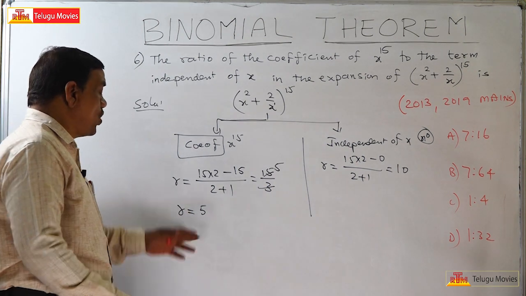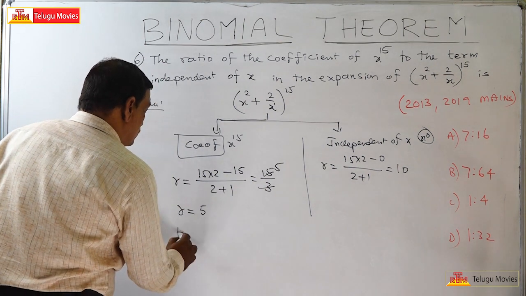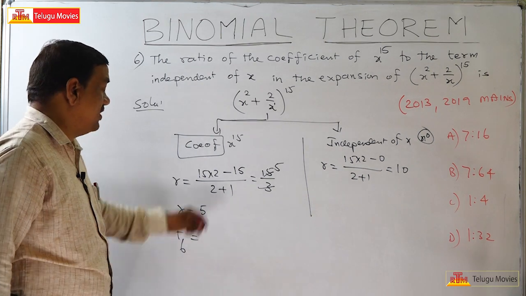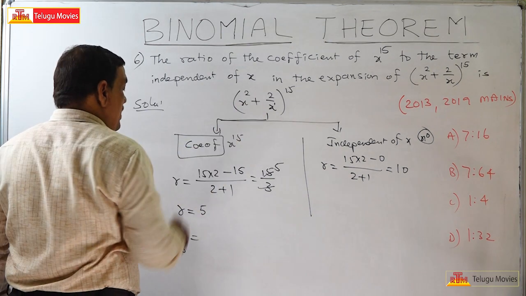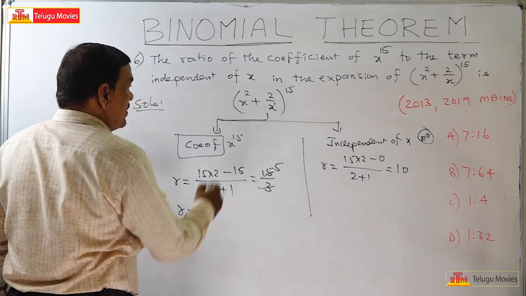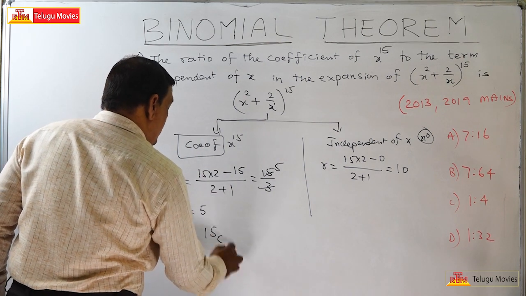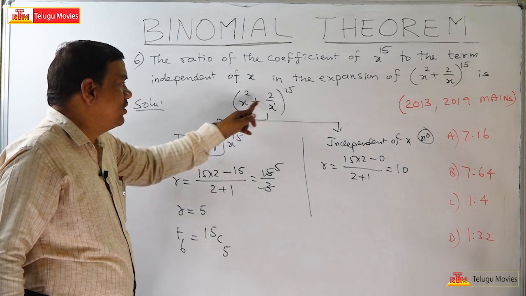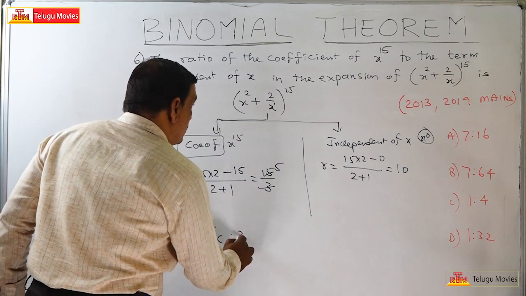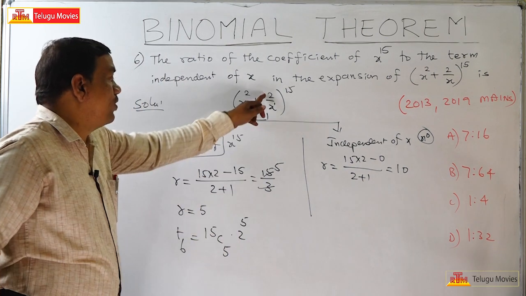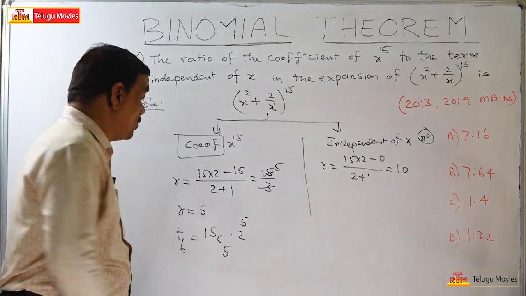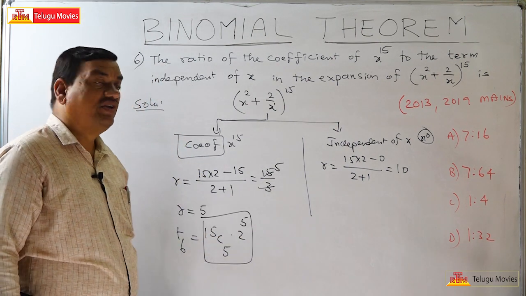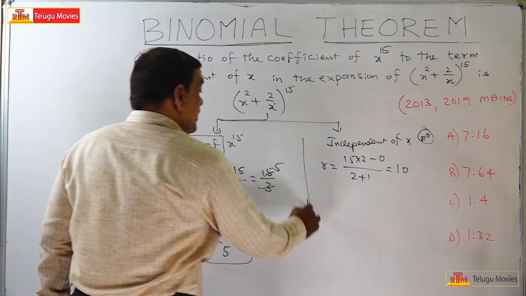Now find out the coefficients here. What is the T6 term? What is the coefficient? It is 15C5. Here x square has nothing to write down, otherwise you can write it. So 2 to the power of 5 will come. This is the coefficient, I am just writing the coefficient. Into x to the power of 15 will come, no problem.